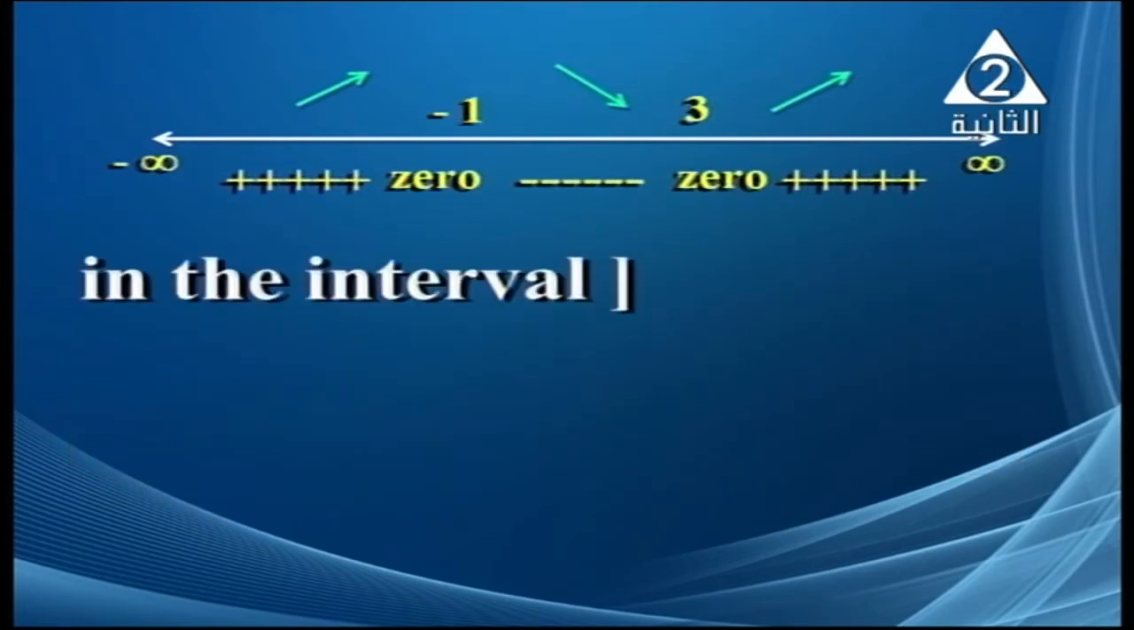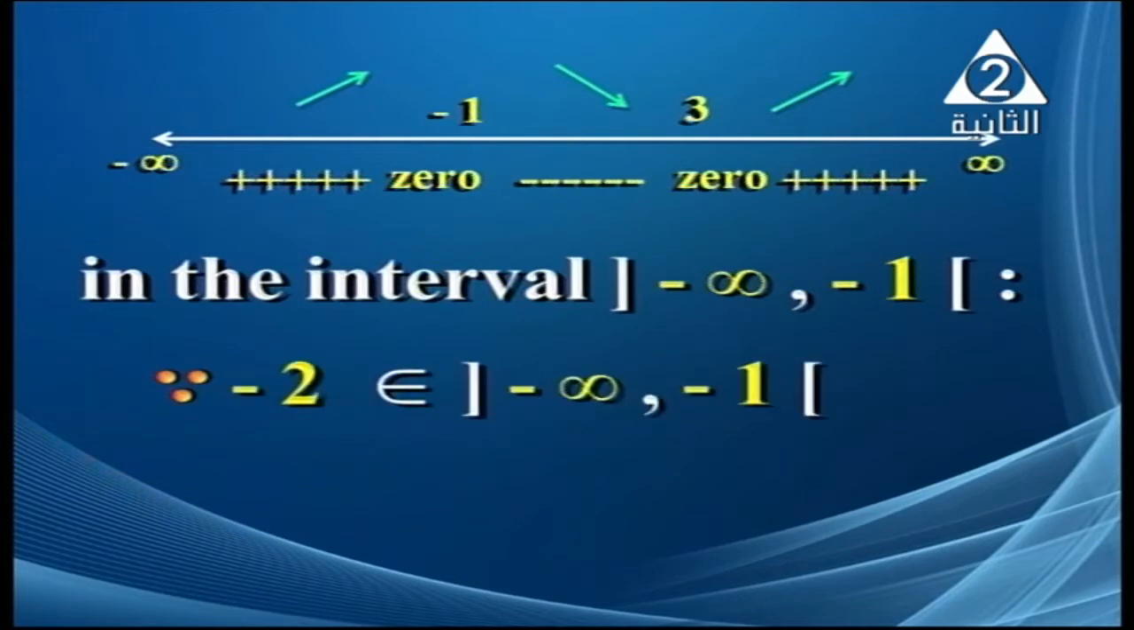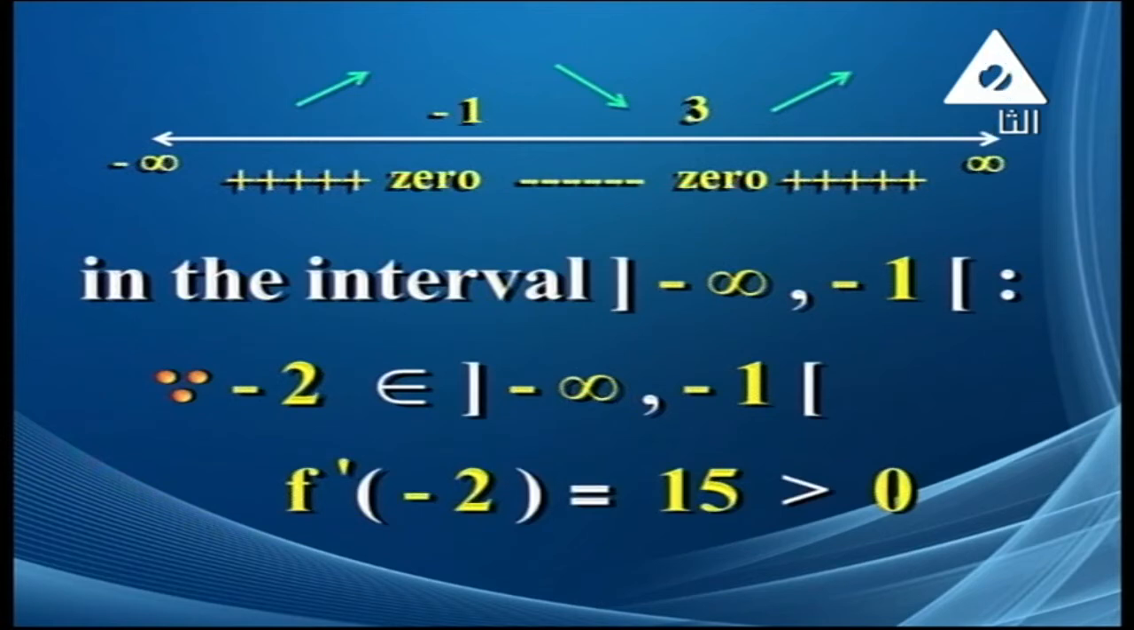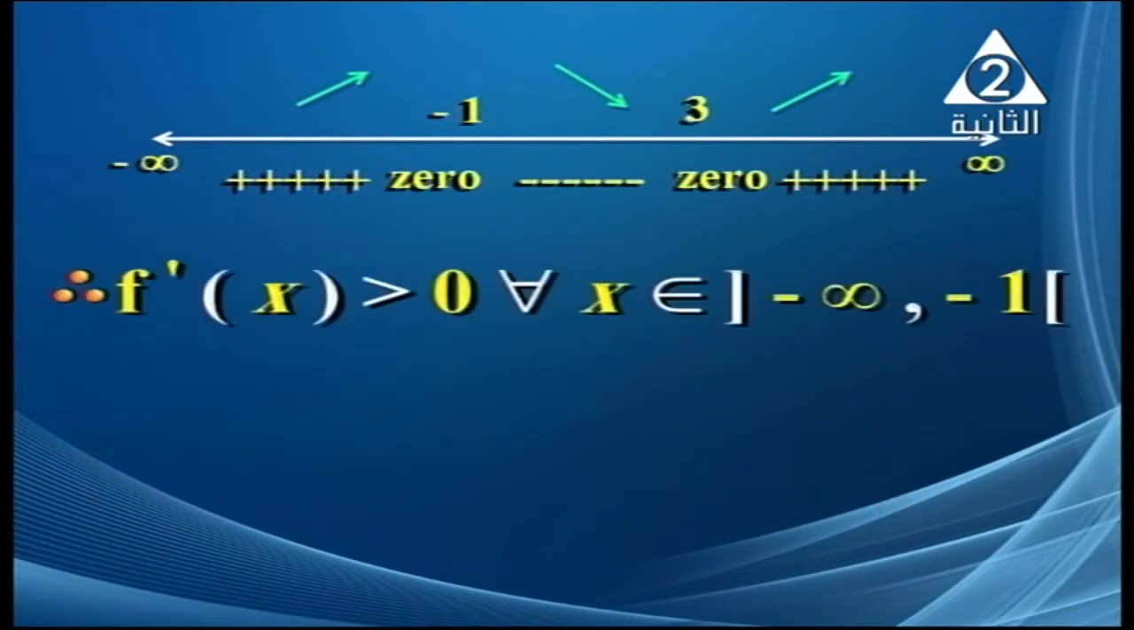My dear student, in this interval from negative infinity to negative 1, let f dash of x be positive. Then we choose a number between negative infinity and negative 1, such as negative 2. Negative 2 belongs to the open interval. We find f dash of negative 2 is 15. 15 is more than 0, so this is positive. The sign is positive. This function is increasing on the first interval, from negative infinity open to negative 1.